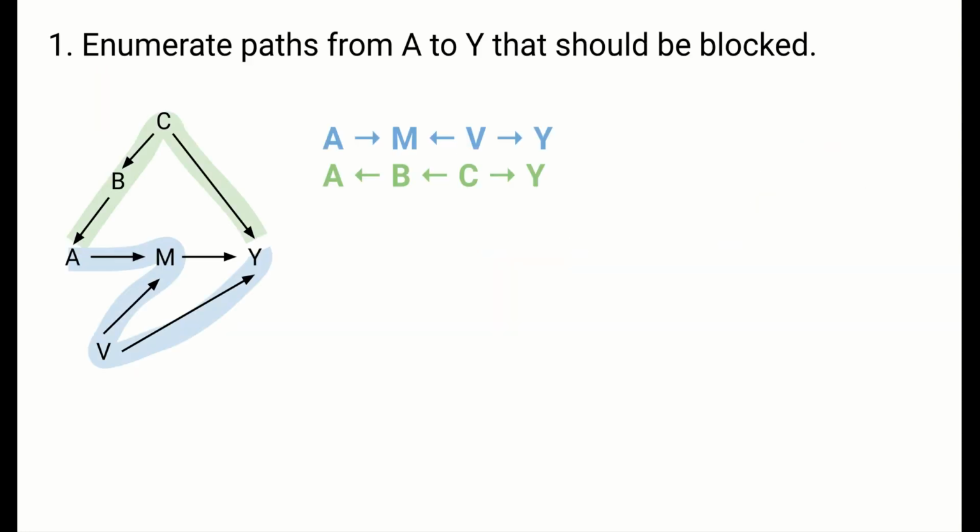The first step is to enumerate all paths from treatment to outcome that you would like to block. Generally, this will be all non-causal paths. In our example, this includes 2 non-causal paths, AMVY and ABCY.